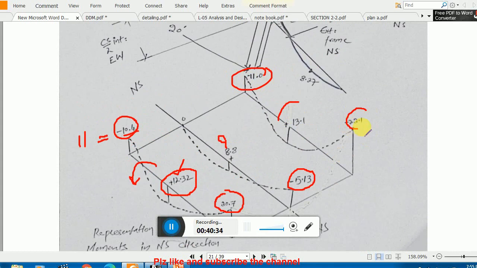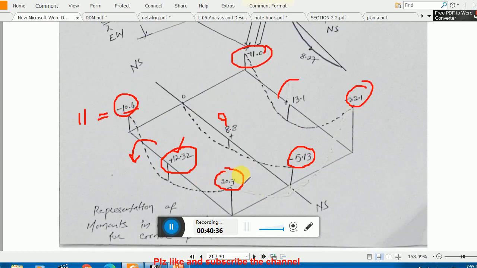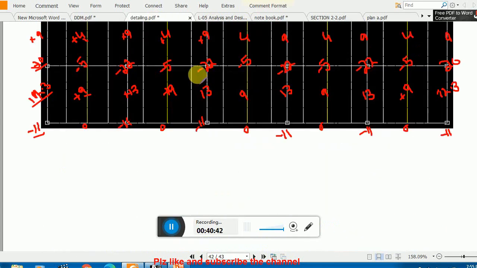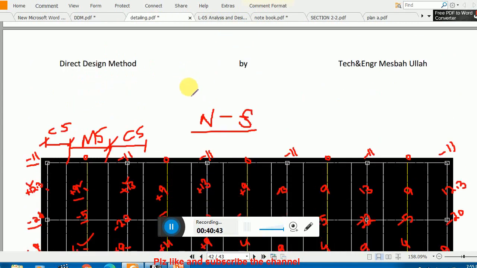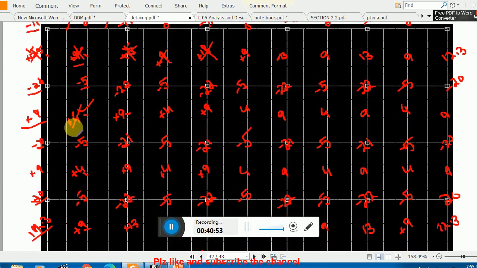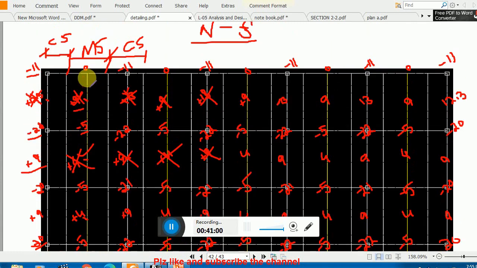So let me show you in detailing. This is the east-west direction, and in the north-south direction you see the movements are minus 11. Now we design for these positive movements. Now skip these movements. This is very important. You don't need to be confused by these positive movements, so you have to skip them. Now for minus 11, what amount of steel am I providing? Let me just show you.